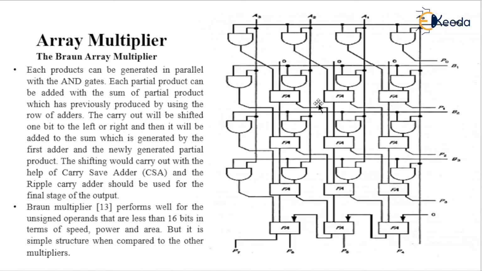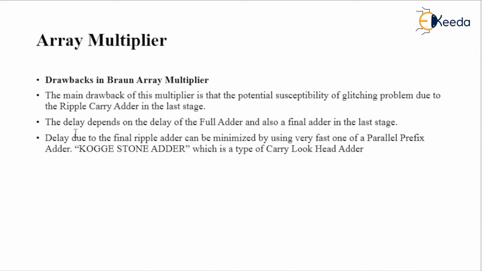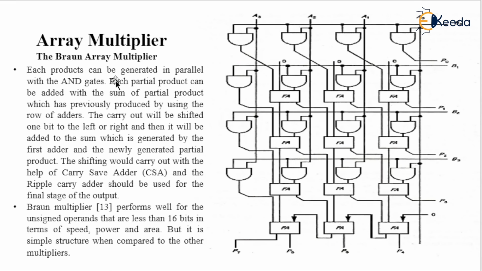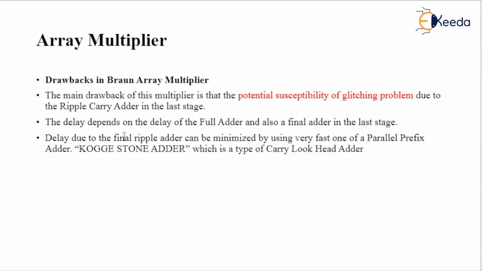Is it clear to you? There are some drawbacks in this Bit Array Multiplier. The first drawback is the glitching problem and potential susceptibility. The second one is that delay depends upon the full adder. Due to the full adders there will be carry propagation delays, so the speed of the process is also going to be very low.